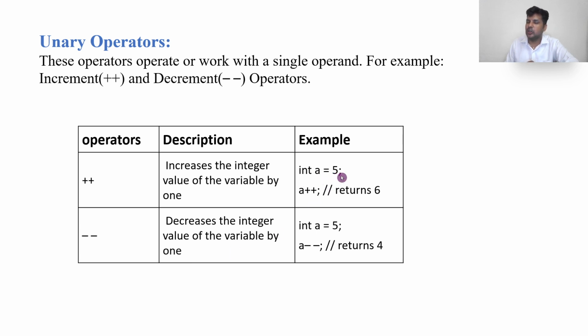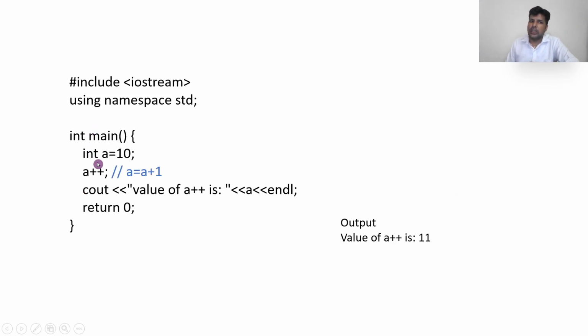For example, if a is equal to 5, a plus plus means 6. So what is happening here is that a plus plus is nothing but a is equal to a plus 1. In the same way, a minus minus is nothing but a is equal to a minus 1. So it will increase by 1 and it will decrease by 1. Let us see a small program. You can see here I have taken a is equal to 10, and when I say a plus plus, a is equal to a plus 1, right? And when I print the a value, the value of a plus plus is 11.